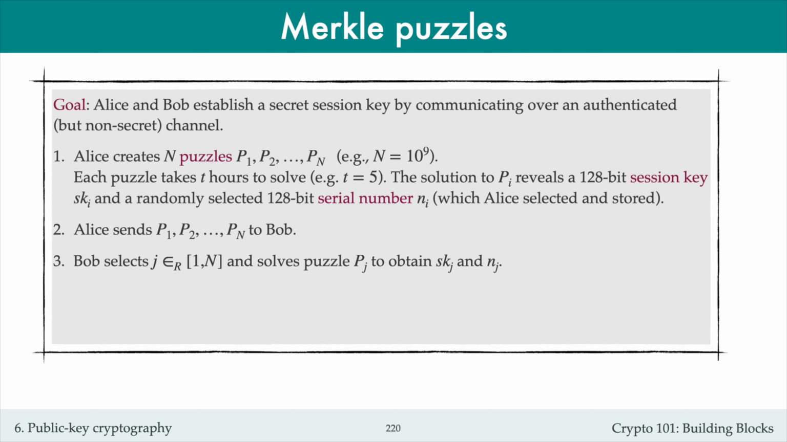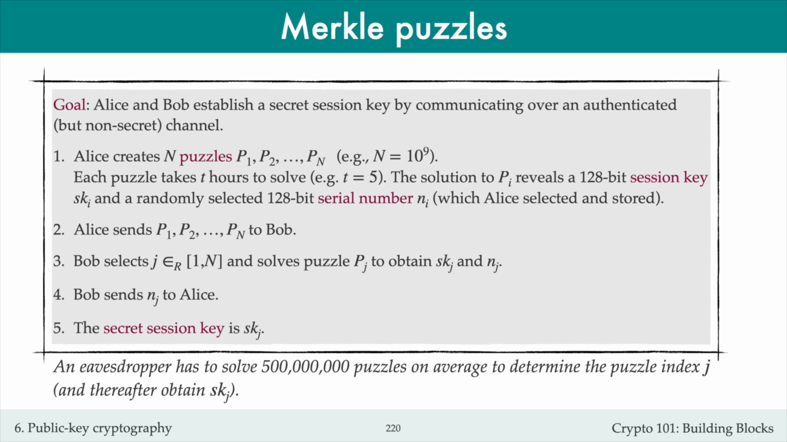But Bob needs to tell Alice which puzzle he solved. Namely, he needs to tell Alice the index j by communicating over the non-secret channel. Here's how Bob does this. Bob sends to Alice the serial number Nj over the non-secret channel. Alice looks up the serial number Nj in her stored table and thereby notes the corresponding session key SKj.